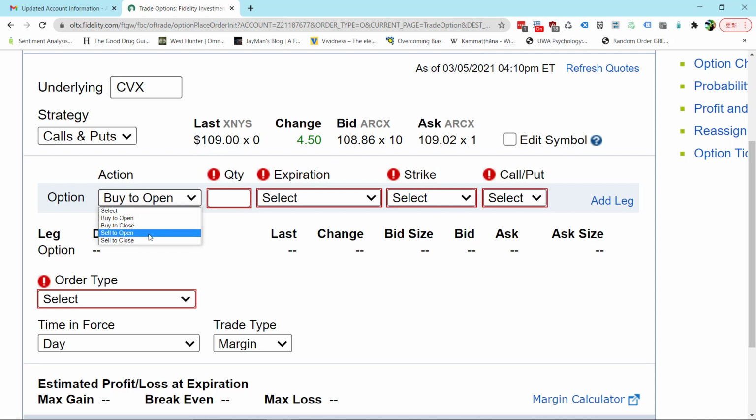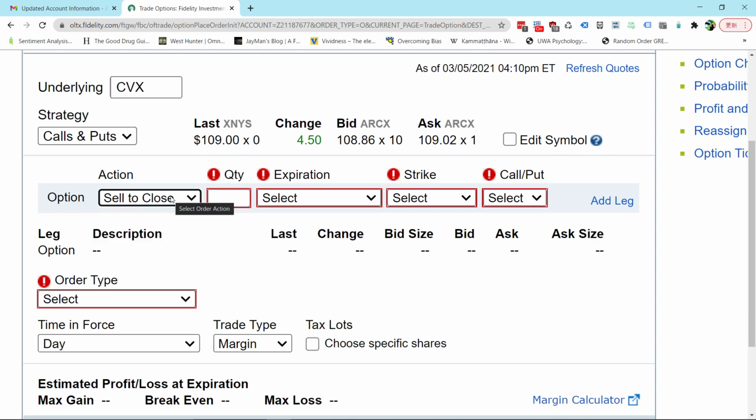Now, when you're done trading it, let's say a couple of days go by and you want to sell it, always select sell to close. When you start the position, you open it. When you close the position, when you finish the position, you close it. So always select buy to open to buy a call, and then sell to close to sell that call once you're done with the trade. So I'm going to select buy to open here.